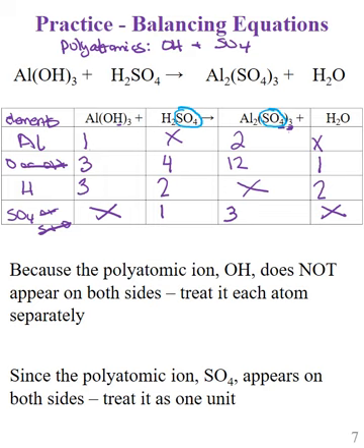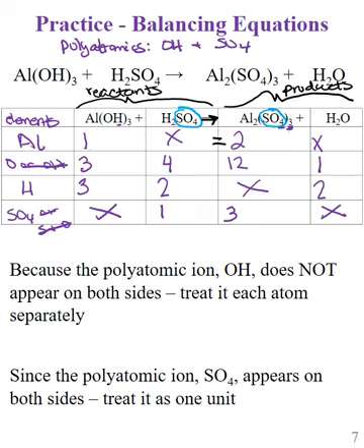Remember, we have to get our reactants to equal our products. What are our reactants? The two on the left. What are our products? The ones on the right, and this is determined by the arrow. So our goal is to get reactants and products to equal each other.